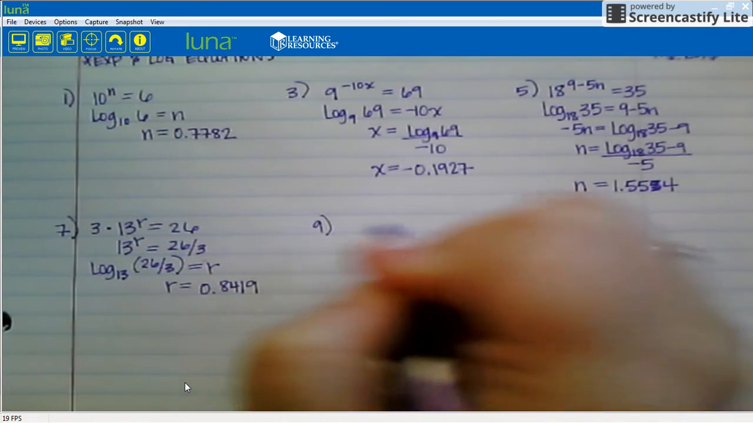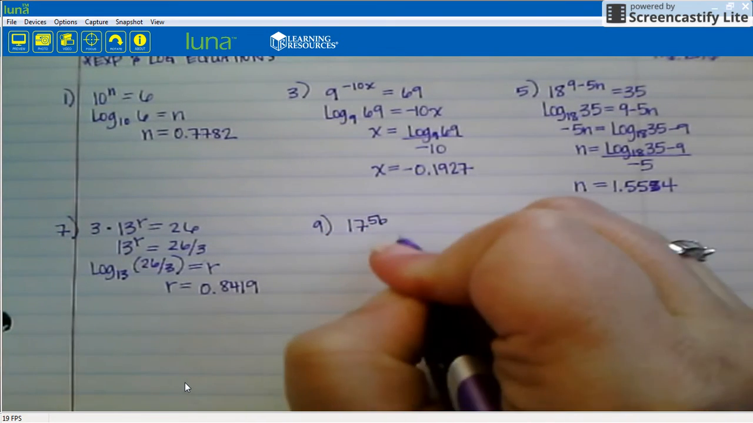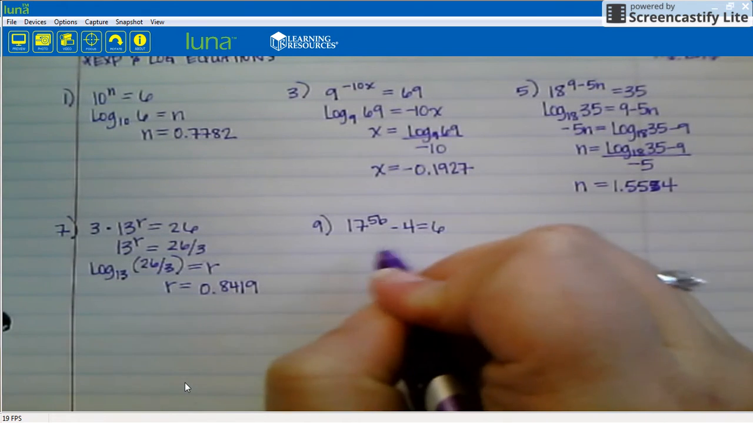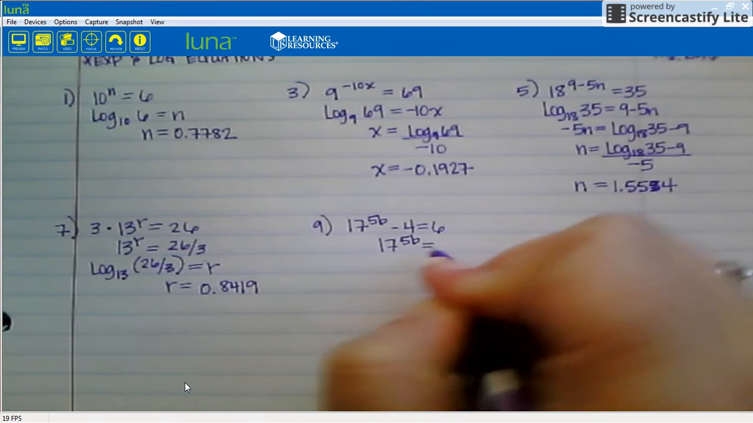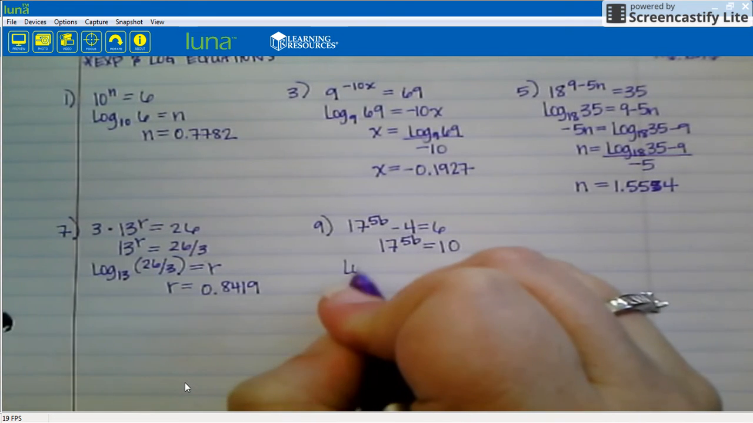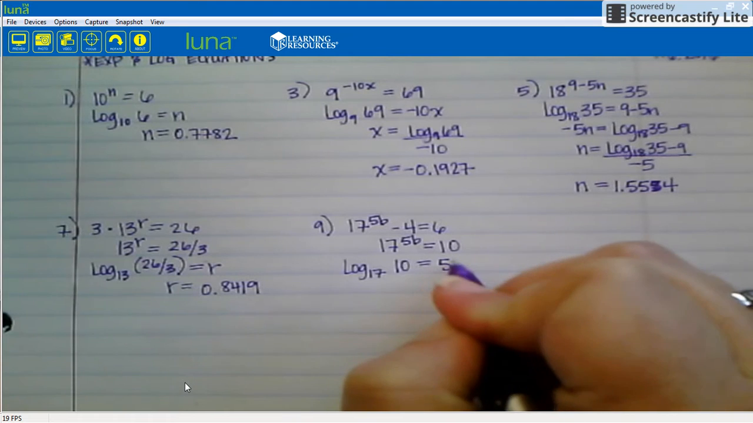For number 9, we have 17 to the power of 5b minus 4 equals 6. So I'm going to add 4 to both sides. This is 17 to the power of 5b is equal to 10. And then once I'm here, I'm going to rewrite as a logarithm. So I have log base 17 of 10 is equal to 5b.